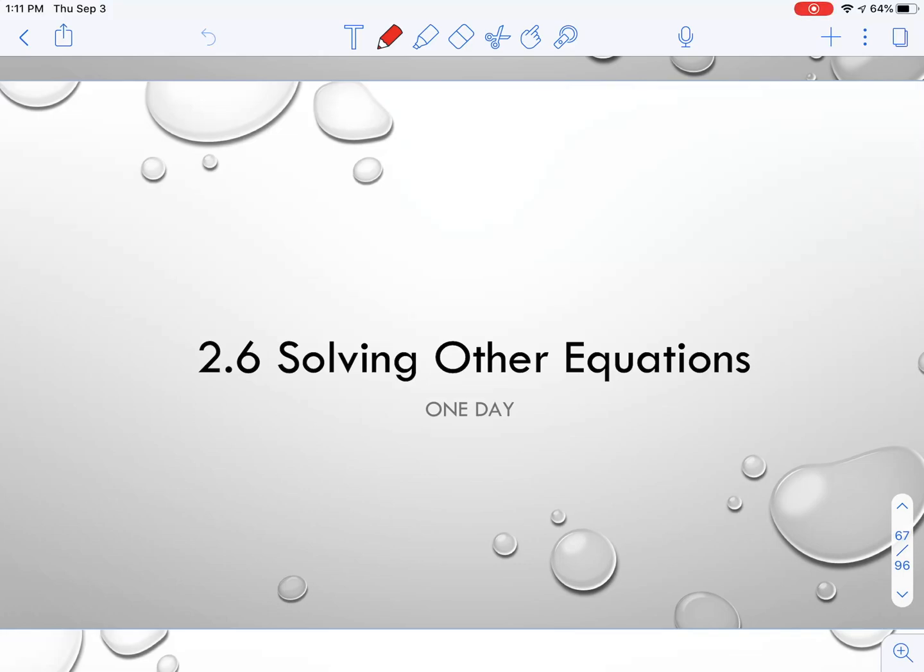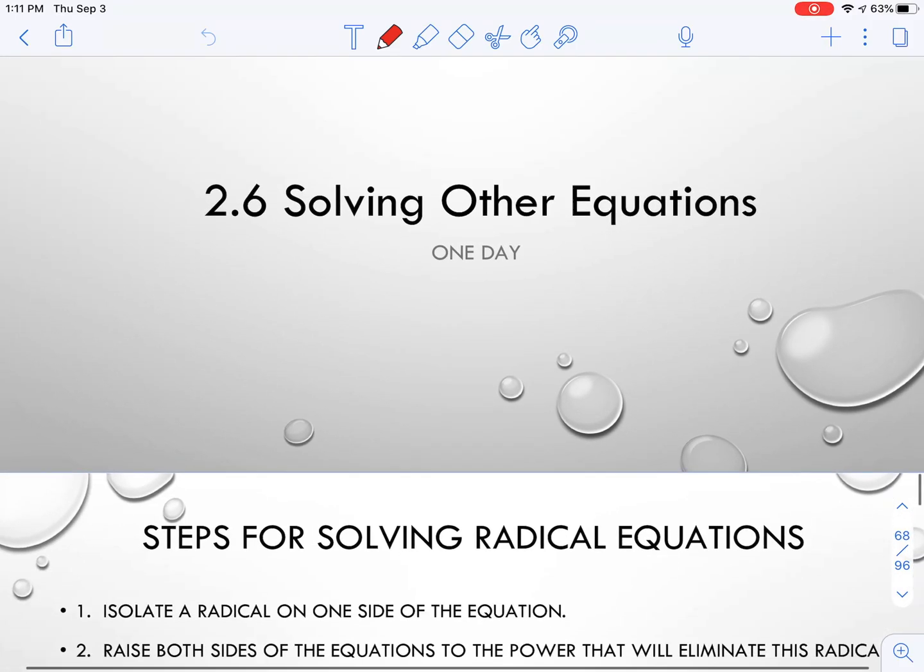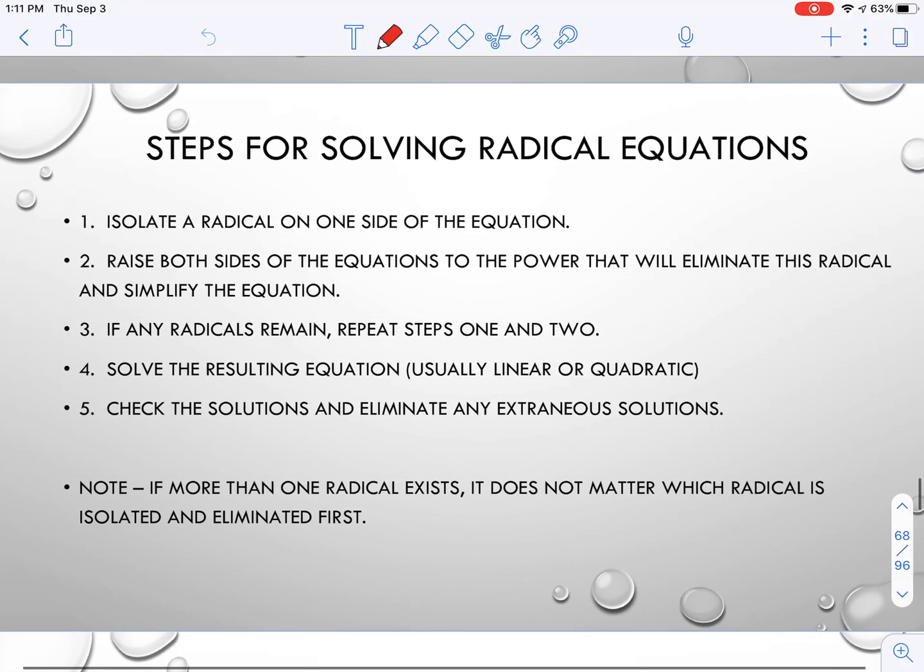In section 2.6, we're going to take a look at solving other types of equations to include radicals and quadratic form equations. So let's first start off, let's take a look at radicals. So here are some general steps to get us moving in the right direction in terms of solving an equation that contains a radical.